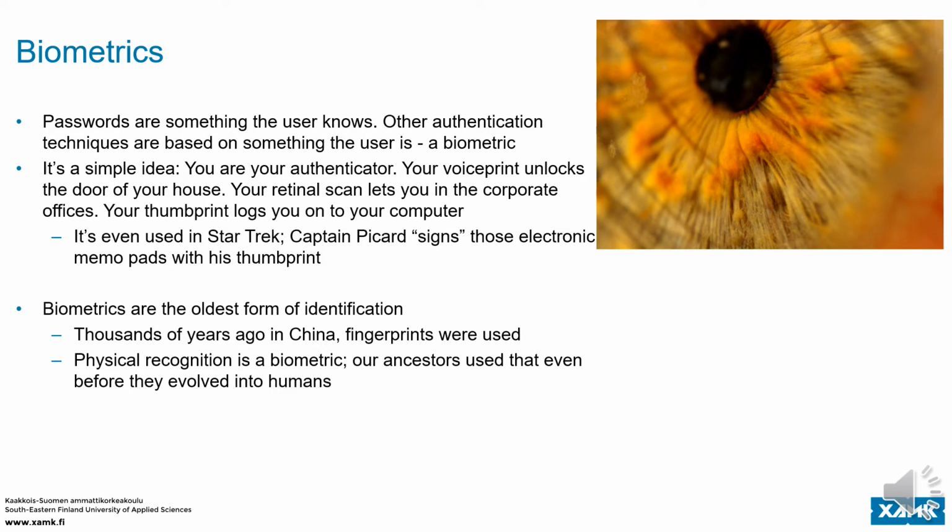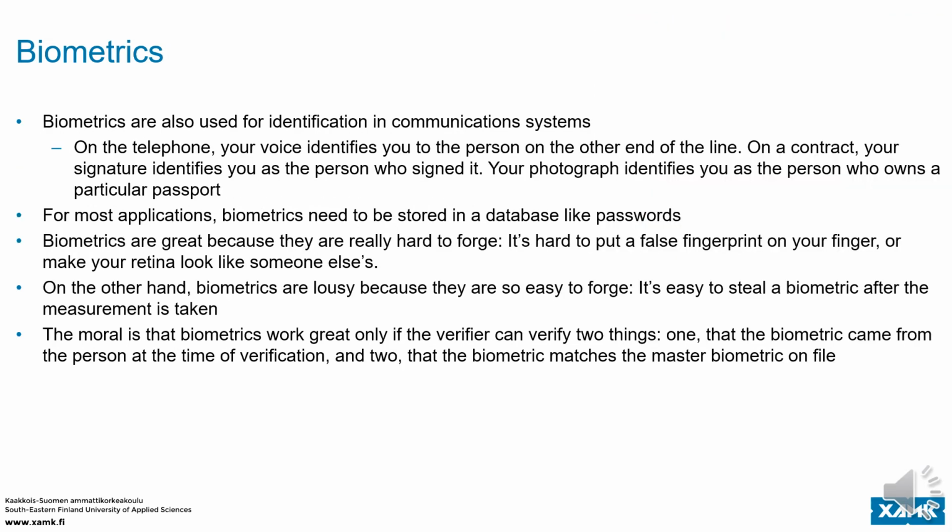Biometrics are the oldest form of identification. Thousands of years ago in China, fingerprints were used on all business documents in the same way signatures are used today, to provide approval of the document or authorization to perform any actions that the document outlines. Physical recognition is a biometric. Our ancestors used that even before they evolved into humans, and you can see cats spraying to mark their territory for the same reason. Biometrics are also used for identification in communications systems.